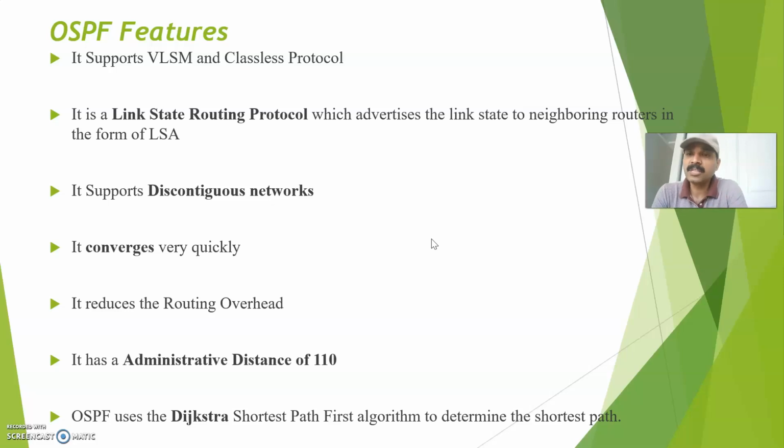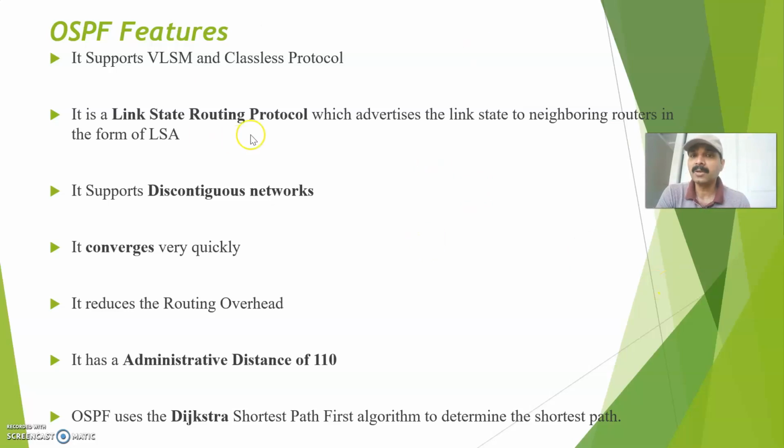And let us see the OSPF features. It supports VLSM and is a classless protocol. So what is VLSM? It is a variable length subnet mask. So in an internetwork, I can have subnet masks of variable length, and also I can use different networks. It also supports the classless routing protocol. So what is a classless protocol? While sending the routing updates, it will send the subnet mask information along with the routing updates. That is the reason we call it classless.